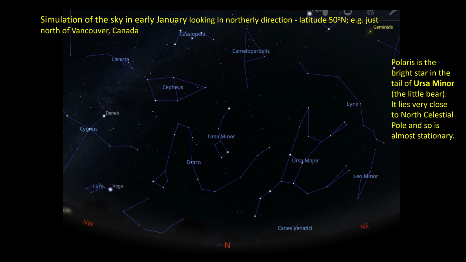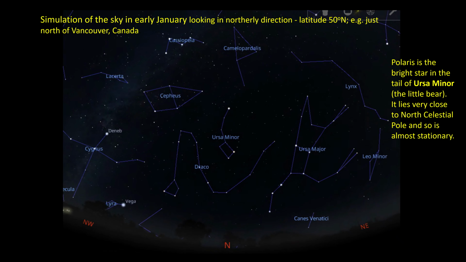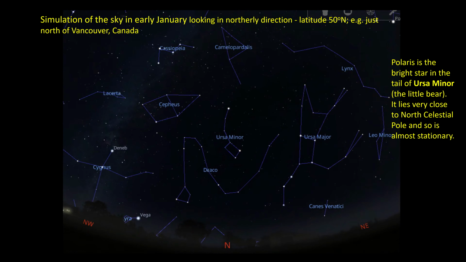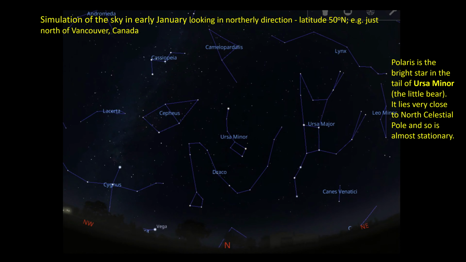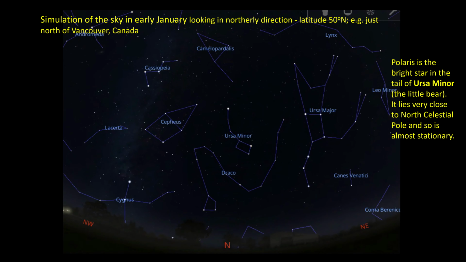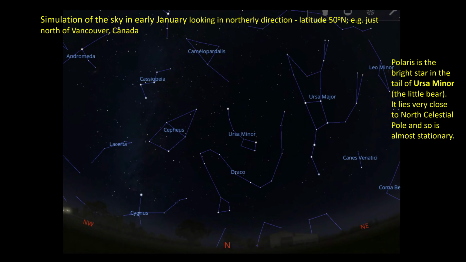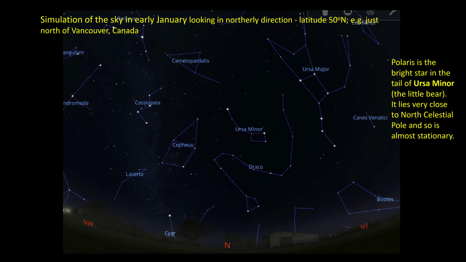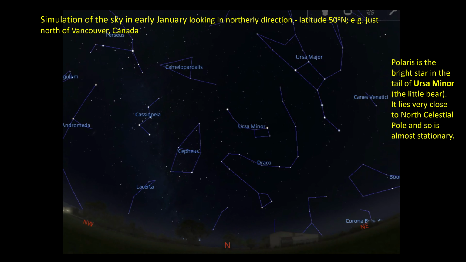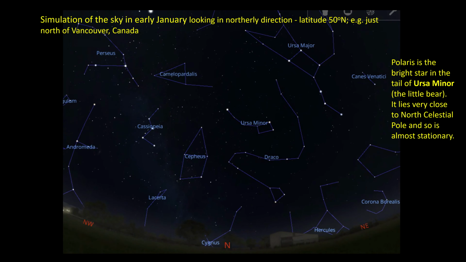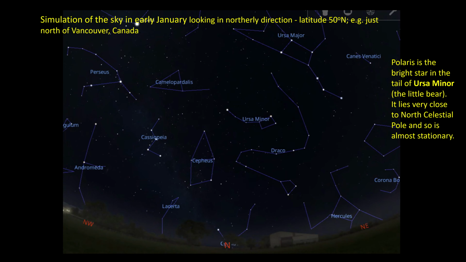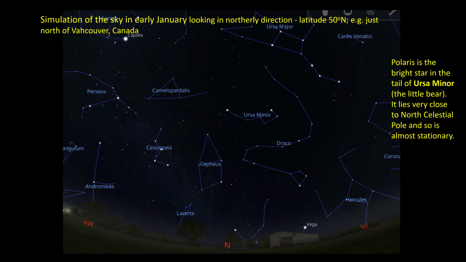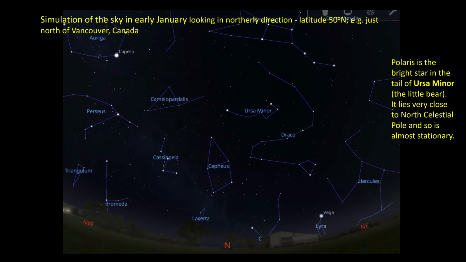If we go to a lower latitude, such as 50 degrees north, so that's just a little bit north of Vancouver, then we can see that stars once again rotate around the North Celestial Pole, which is actually near the very bright star Polaris in the constellation Ursa Minor, the Small Bear. But this time, stars rise and set.